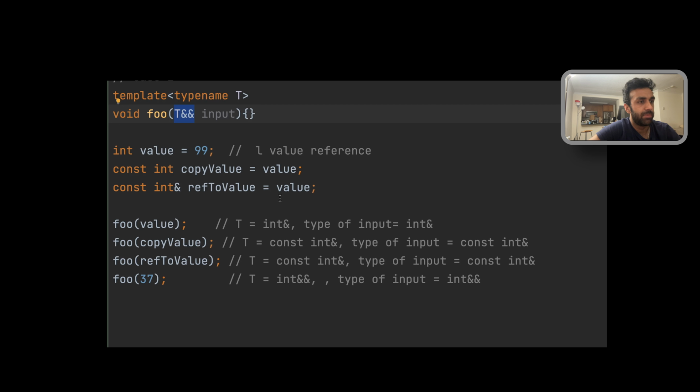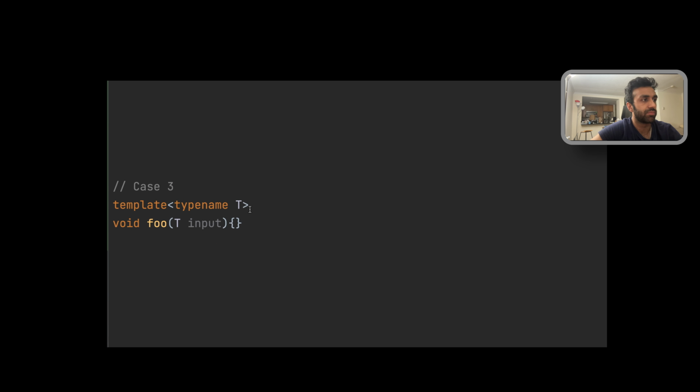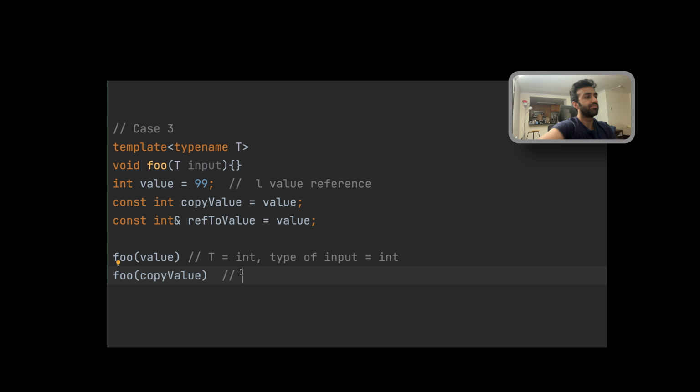So that was that. Now let's look at the third case. So let's look at case 3 now. I've just copy pasted some code, and here you can see that when we call foo of value, that is 99, T is int and the type of input is also int. So it's the easiest case. There are no special rules. It's the usual way of solving things. All right. When we do copy value, the const int basically gets passed here.